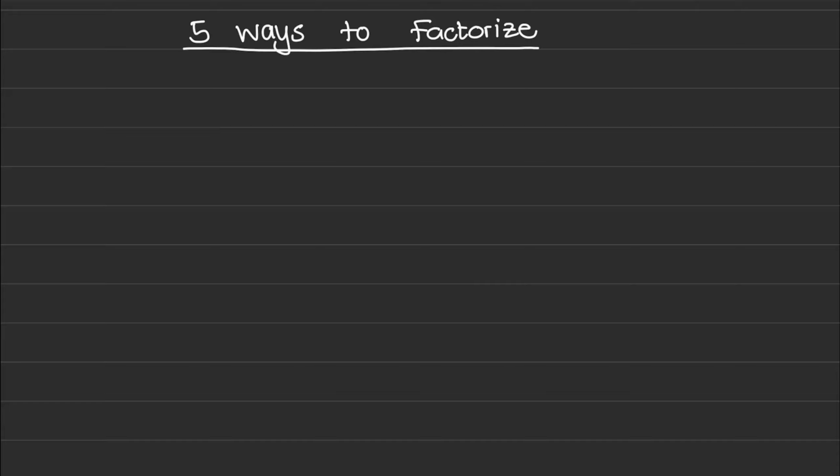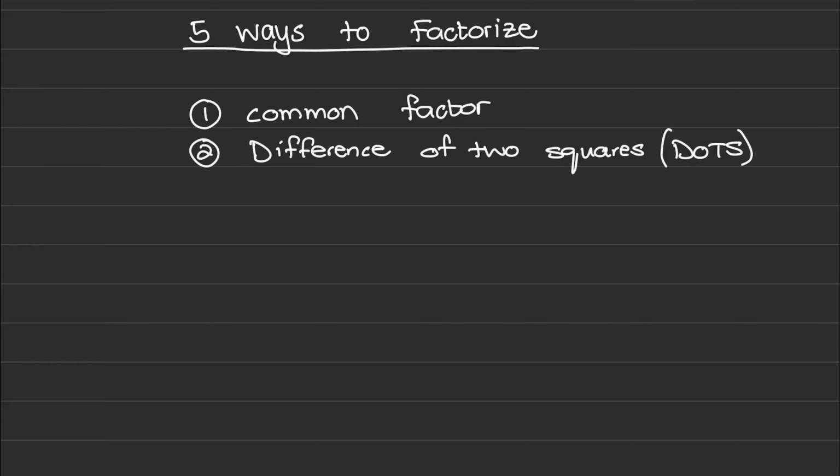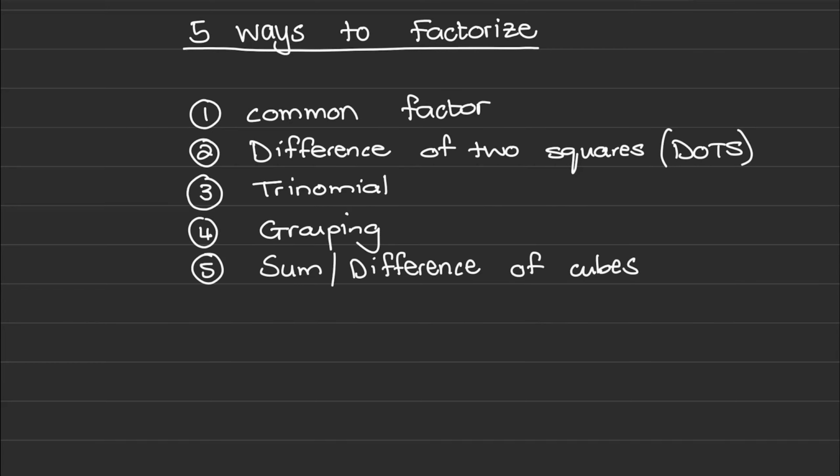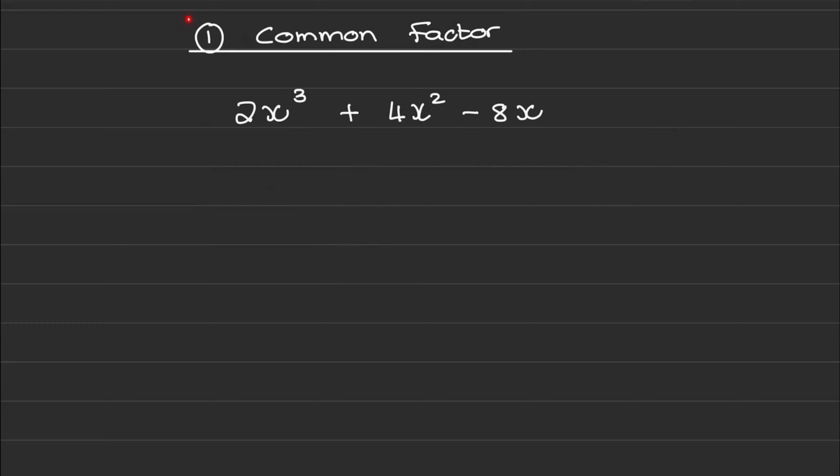In this video, I'll show you 5 ways how to factorize algebraic expressions. First, we'll take out a common factor, then a difference of two squares or dots, thereafter a trinomial. Fourth, we'll do the method of grouping, and finally the sum or the difference of cubes. First, taking out a common factor.